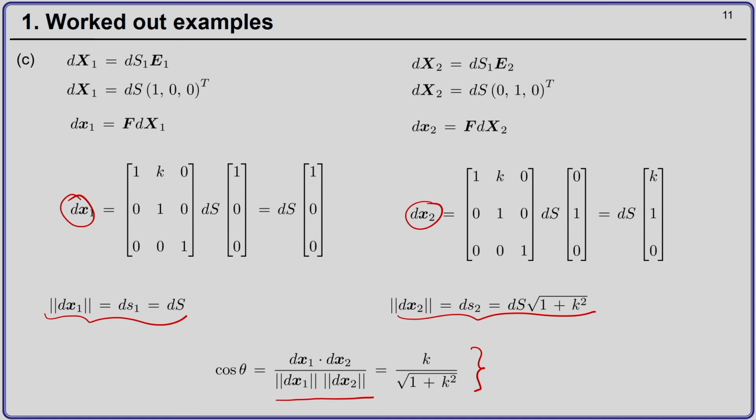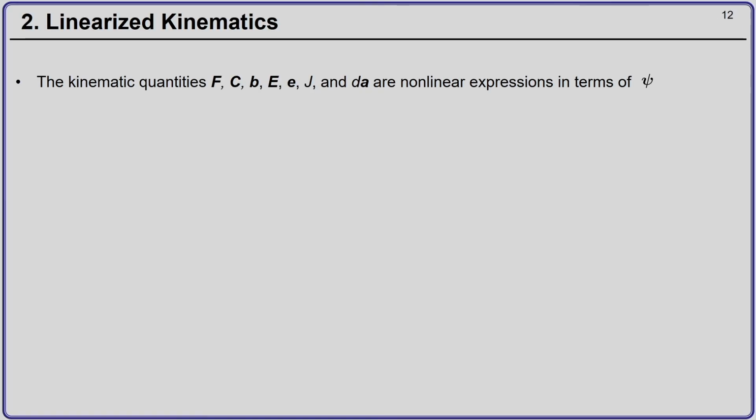With these examples, it should be clear to you how to find the deformation mapping, and using the deformation mapping, how to find the deformation gradient and then visualize how the shape of the body changes. Coming to our next topic, which is linearized kinematics.